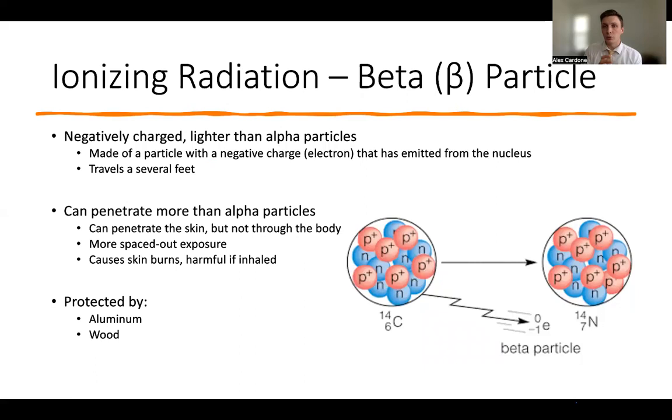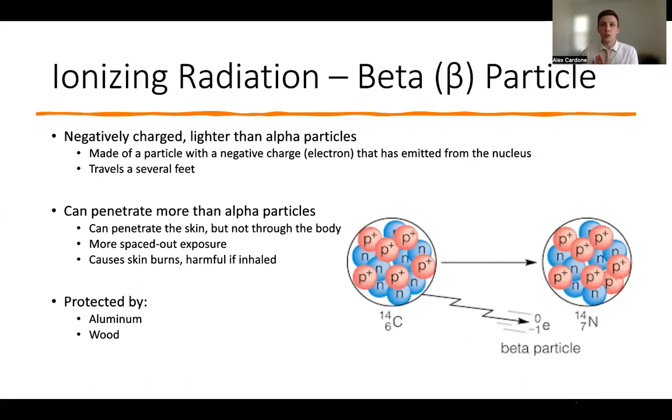It's a particle that came from the atom and is now being emitted from the nucleus, and it has a negative charge to it. One of the biggest things is that it's lighter than an alpha particle, so it's able to travel close to about several feet, maybe a few meters. And it's the negative charge that makes it unique, especially compared to the alpha particle. But it's important to understand that the alpha particle and the beta particle are physical particles. They have weight to them.